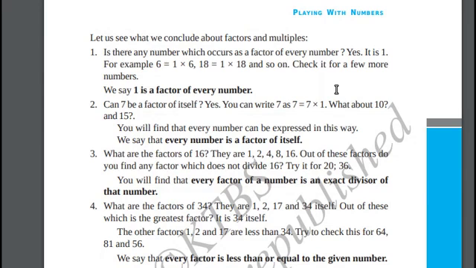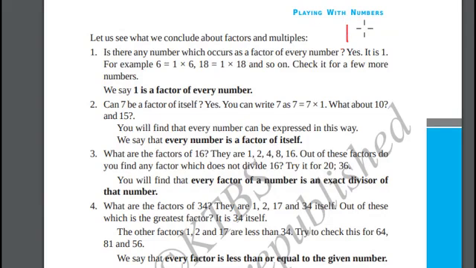There are some things we can observe in factors and multiples. First, let us ask ourselves a question. Is there any number which occurs as a factor of every number? Yes, it is 1. 1 is a factor of all numbers. You can take 2. For 2, 1 and 2 are factors. For 10, 2, 5 and 1 are factors. You can notice 1 is also a factor.